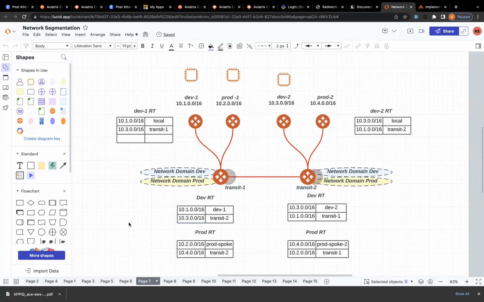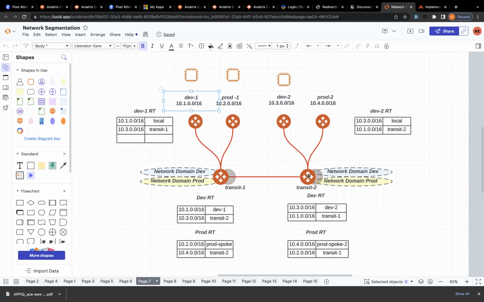So just by virtue of the same logic, dev1 is associated with dev, dev2 is associated with dev. This means that this gateway sees 10.1 as local, but it also sees 10.3 because it's part of dev, reachable via transit 1. Similarly, dev2 sees itself as local, 10.3, but it also sees 10.1 via transit 2. Okay, so all we're doing is following the same logic, but expanding it into multiple transits.